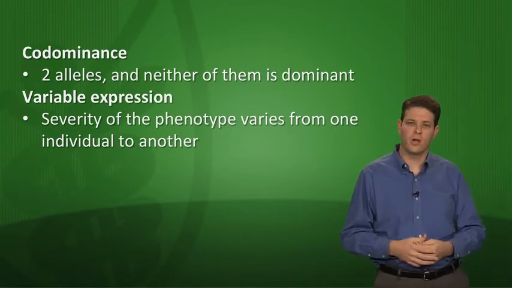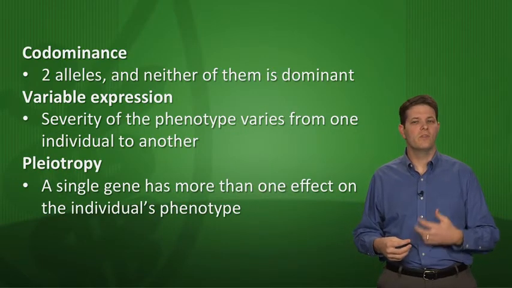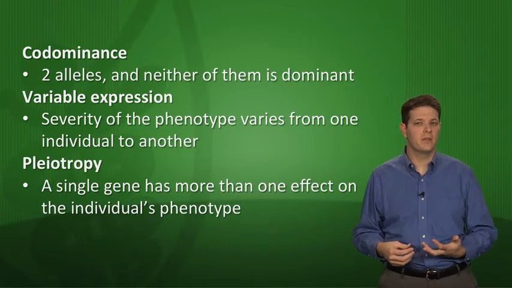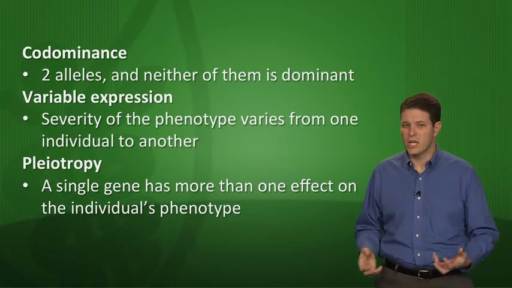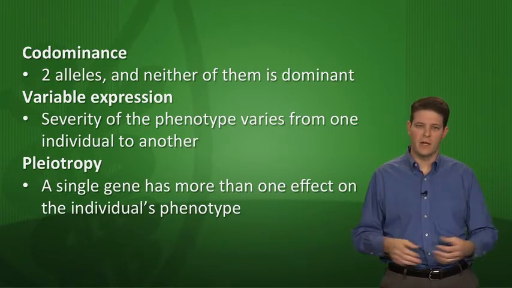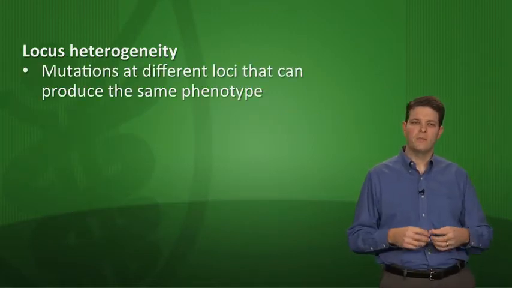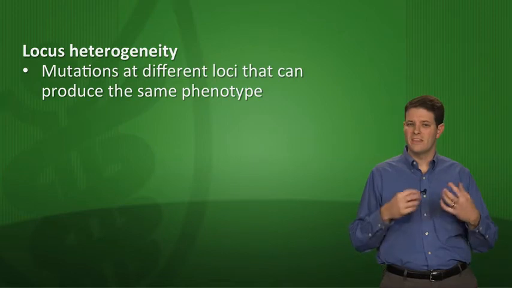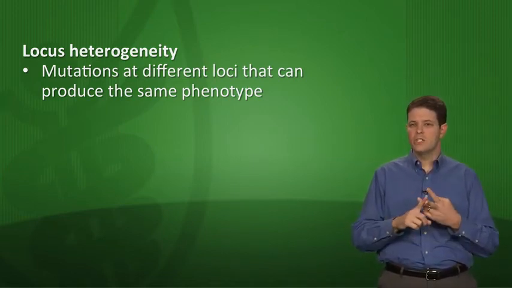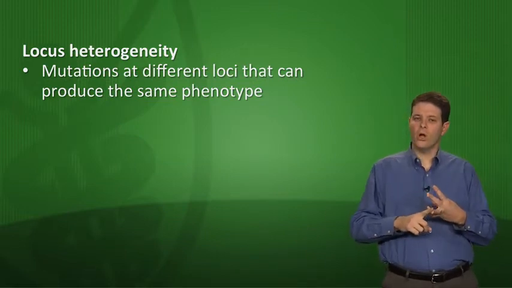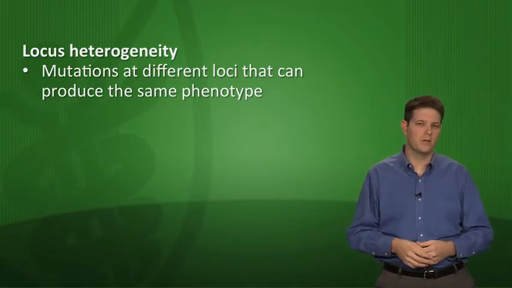That's called variable expression. Pleiotropy is where a single gene has more than one effect on the individual's phenotype. So PKU would be an example of this, where a single gene mutation could cause everything from intellectual disability to hair and skin changes. One gene, but lots of different phenotypes. The converse of that would be something called locus heterogeneity. This is where you have mutations at different loci that can produce the same phenotype. Some examples would be the fact that Marfan syndrome, MEN2B, and homocystinuria will all cause a similar marfanoid body habitus. So very different genes, but similar phenotypic expression.